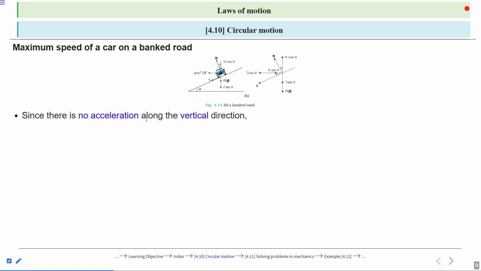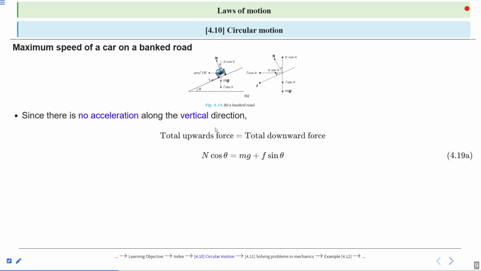Since there is no acceleration along the vertical direction, because there are only two forces, F cos theta and N sin theta, this is responsible for the circular path, and that provides the centripetal force. So we know there is no acceleration along the vertical direction, so total upward force is equal to total downward force.